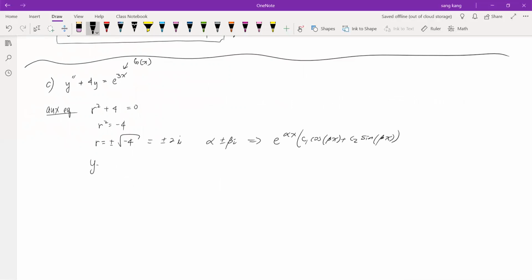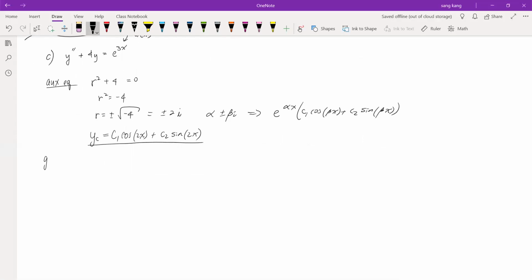So our y complementary will be c1. Our alpha is 0 in this case, so e to the alpha x will just be 1. So we'll just have the terms on the inside. c1 cosine of beta x, where beta is 2, so 2x, plus c2 sine of 2x. Right, so there's our complementary.